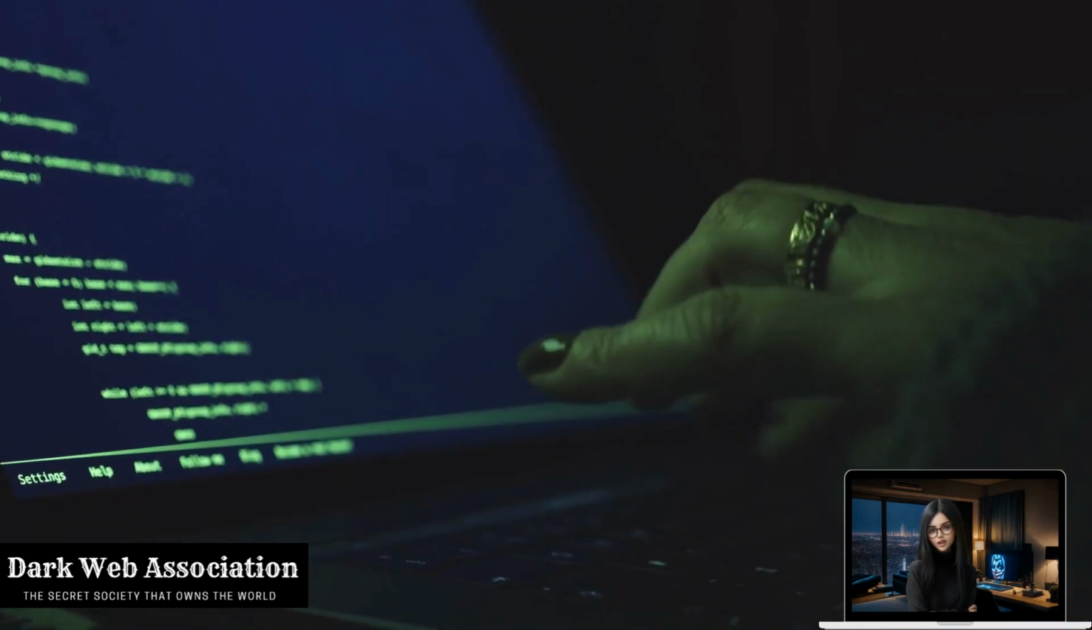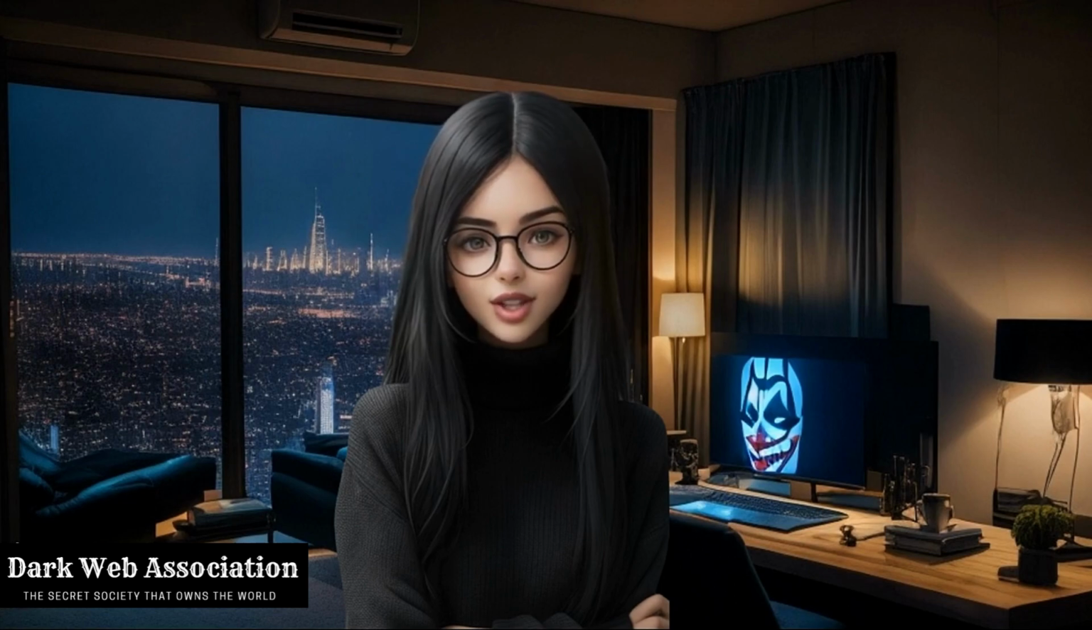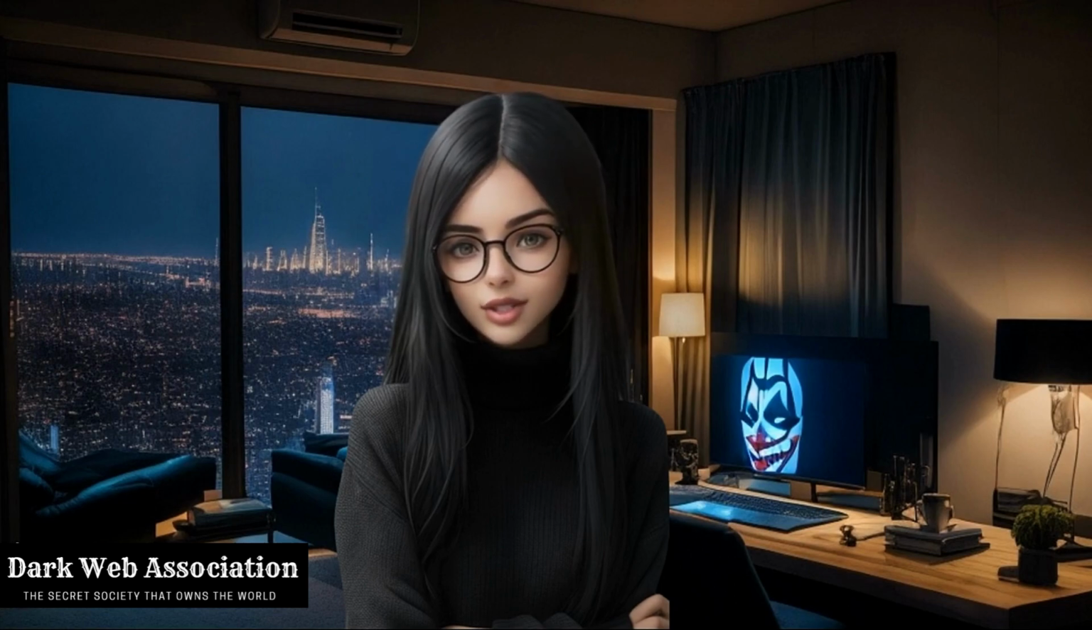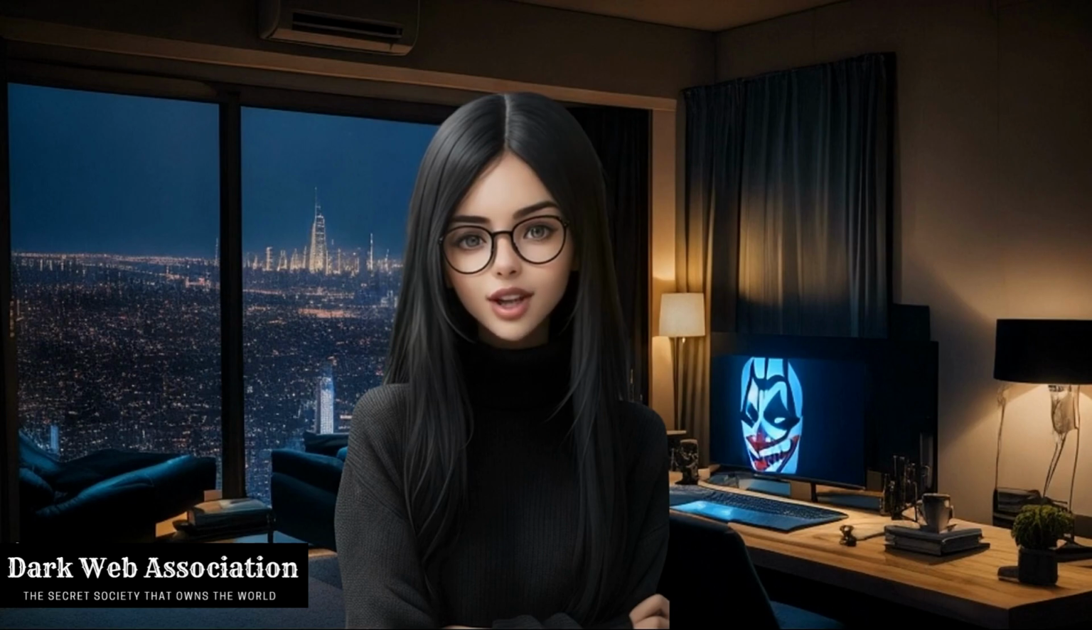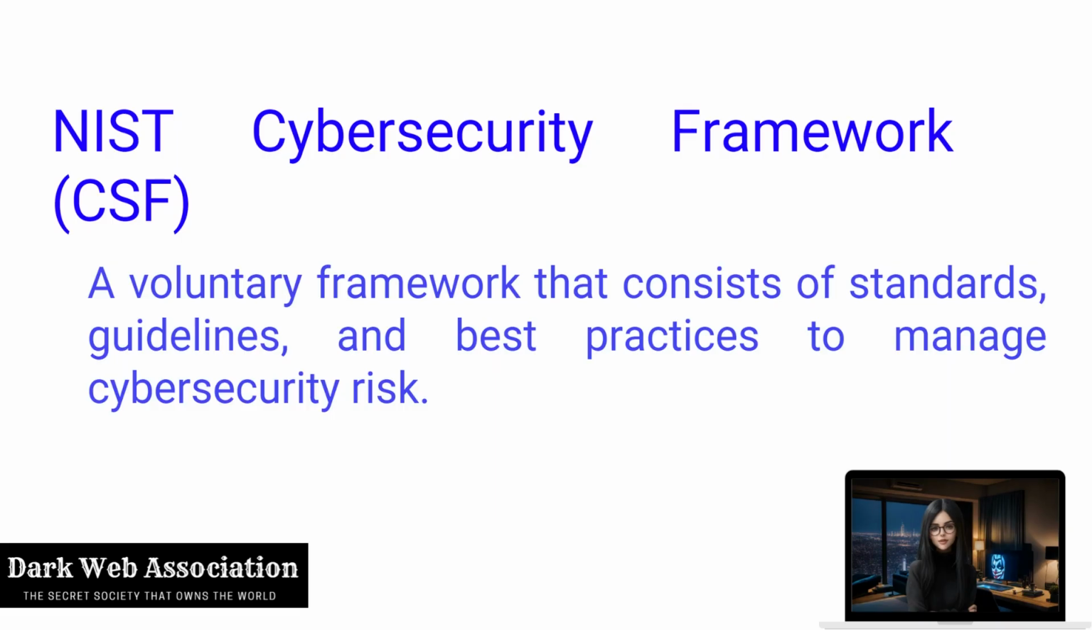As you may remember, earlier in the course, we discussed frameworks and controls in general. Now, we'll discuss a specific framework developed by the US-based National Institute of Standards and Technology, the Cybersecurity Framework, also referred to as the NIST CSF. The NIST Cybersecurity Framework is a voluntary framework that consists of standards, guidelines, and best practices to manage cybersecurity risk.